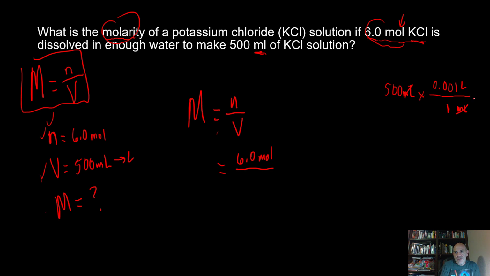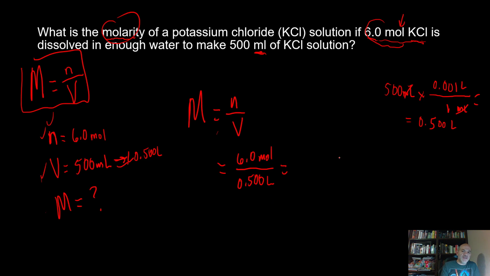The liters cancel. And basically, you're multiplying by 0.001, which is going to move the decimal 1, 2, 3 to the left. So this is going to be the same thing as 0.500 liters, and that's what you actually plug in here. If you plug in 500, you're going to get the wrong answer. It has to be in liters.